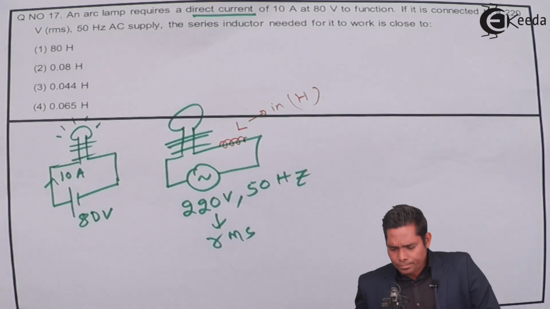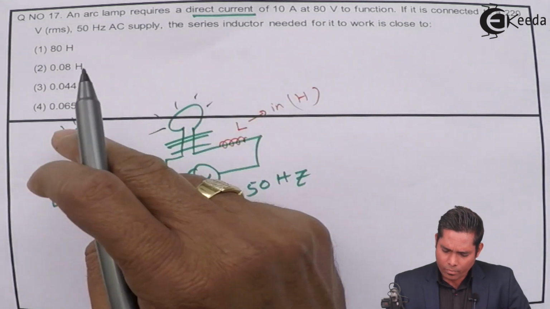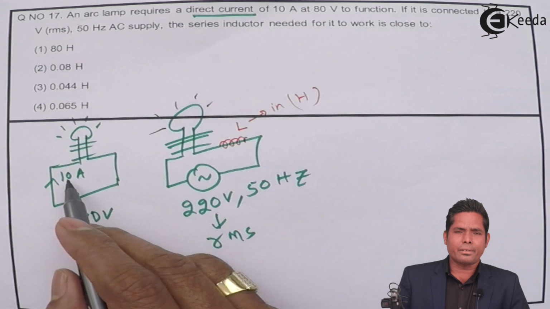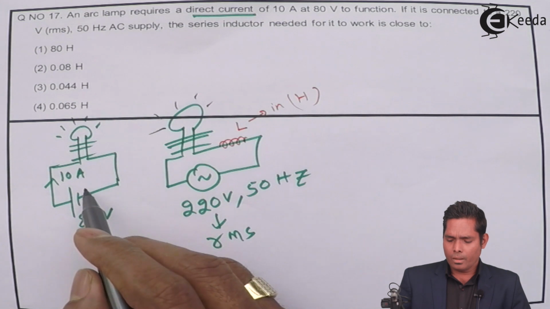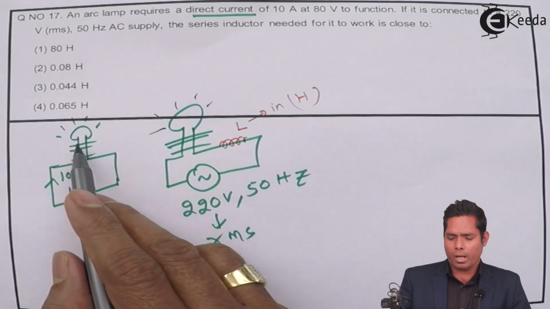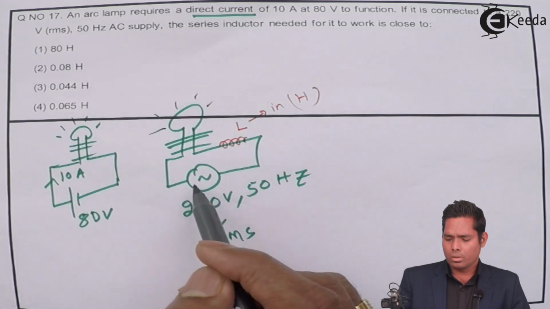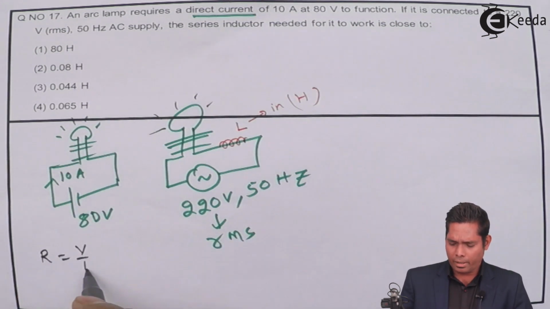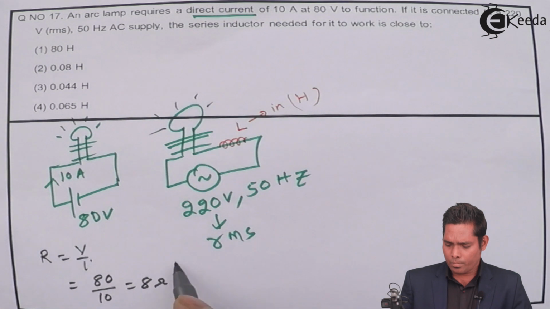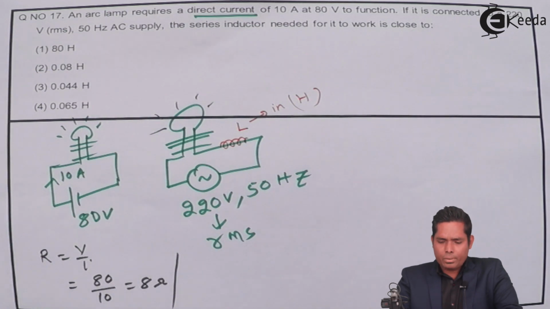To solve this question, this information gives that V and I are there. So the resistance we can find from here by Ohm's law. The resistance is not going to change when this is connected to the AC source. So the resistance here is V upon I, that is 80 divided by 10, which is 8 ohm. This is the resistance of the lamp.